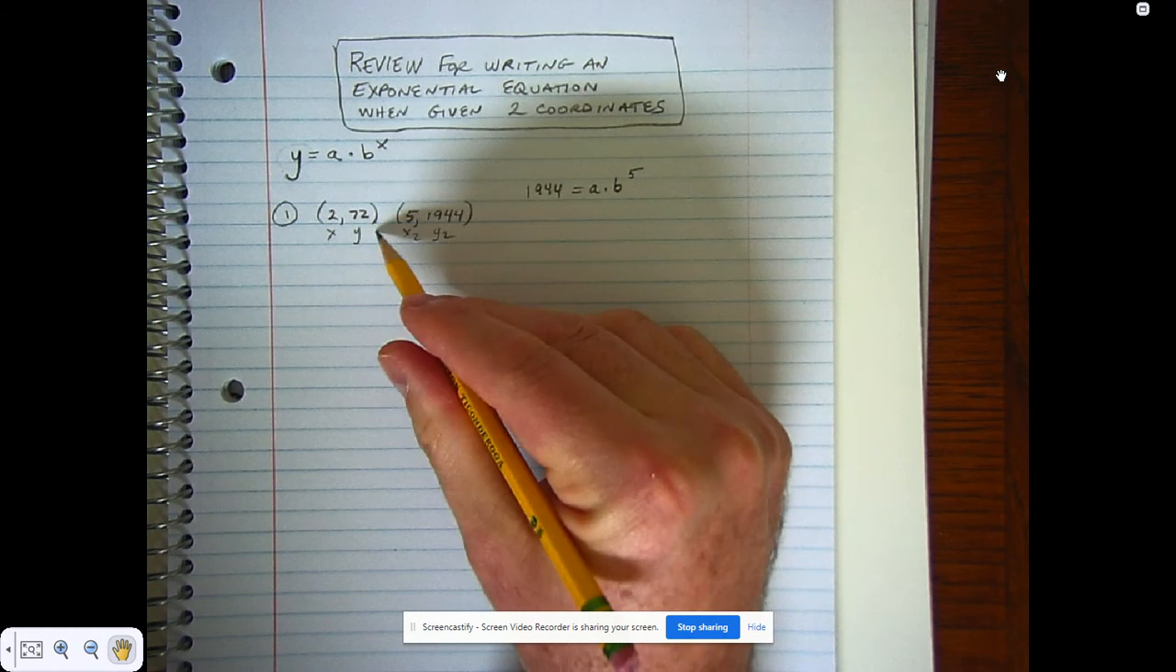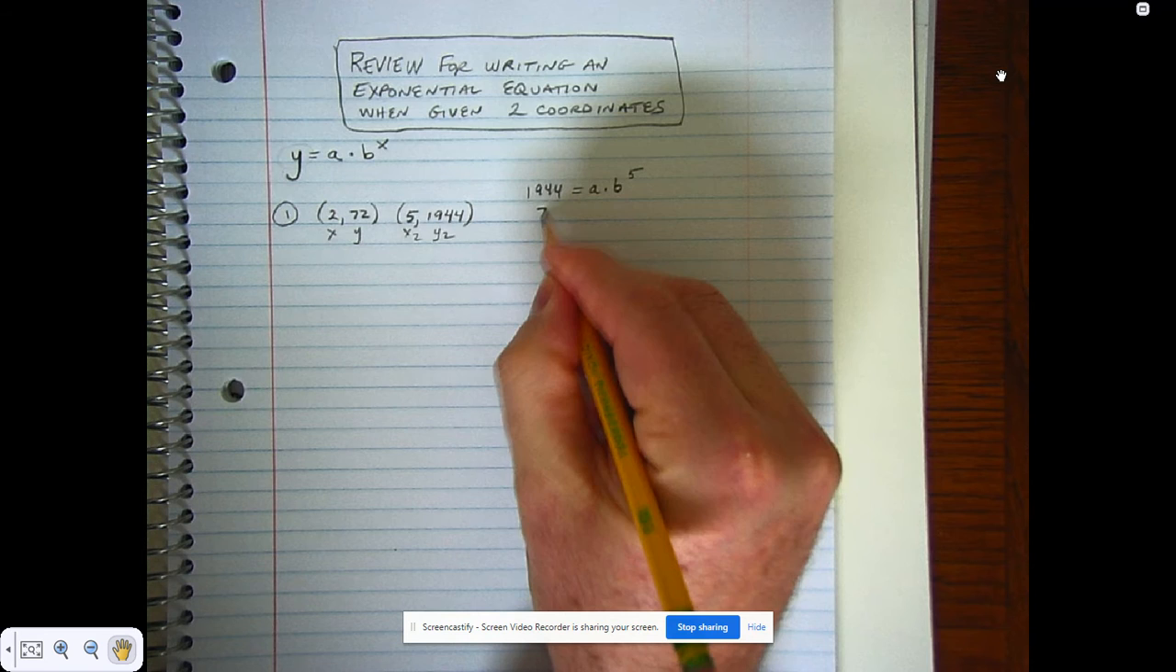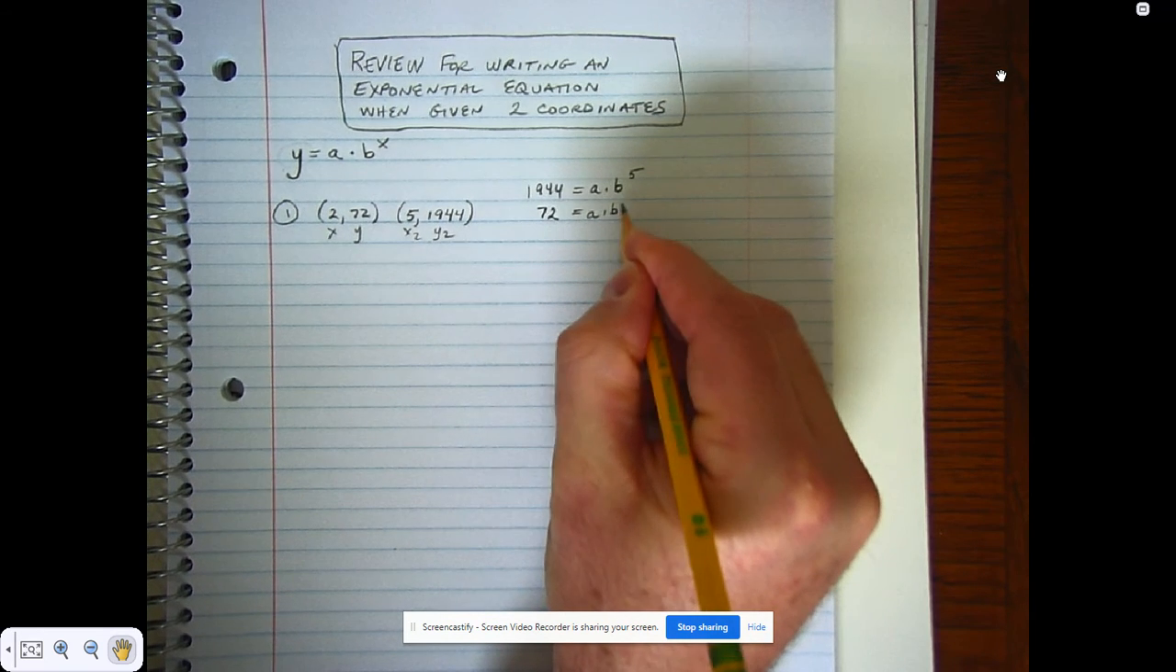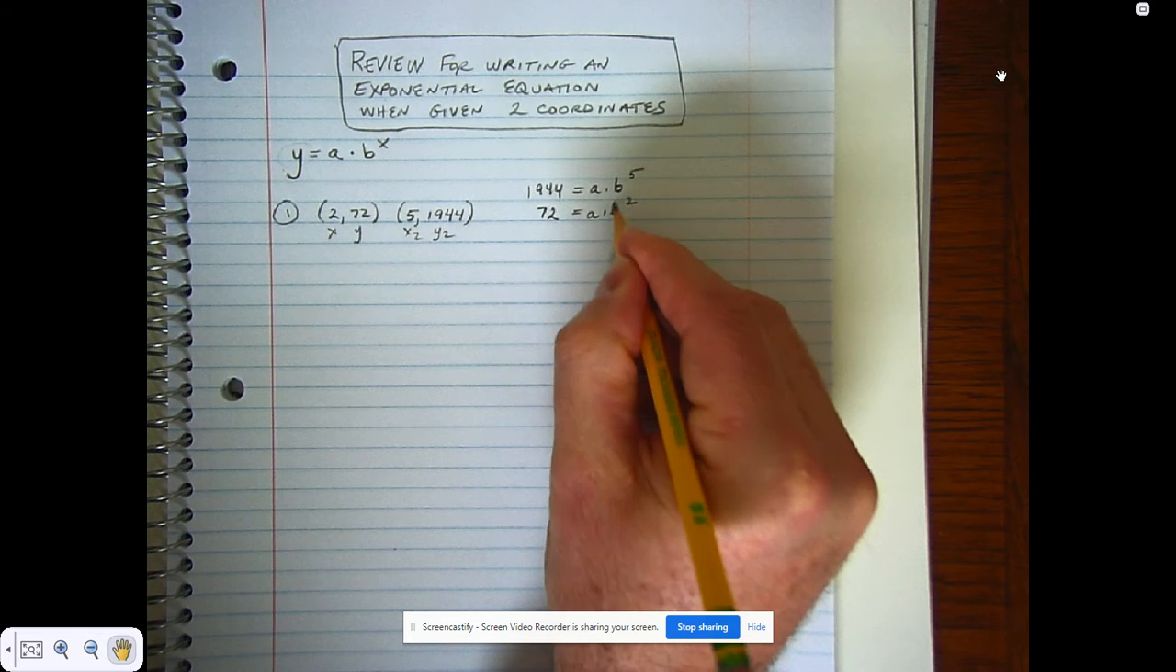Now I'm going to put the second ordered pair in the same thing. I'm going to put 72 in for the y, a times b to my x value, which in this case is 2.